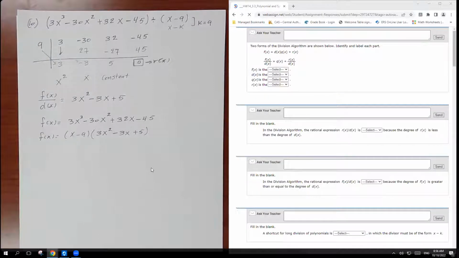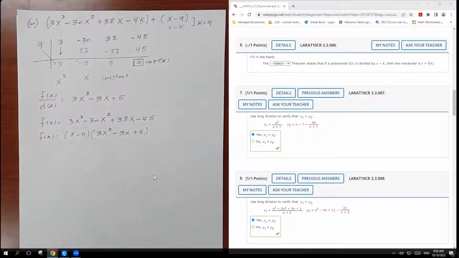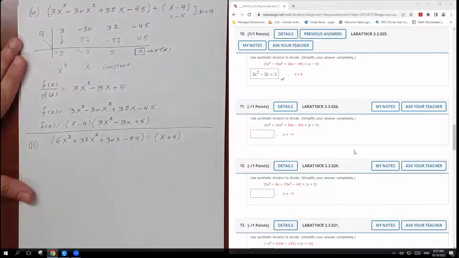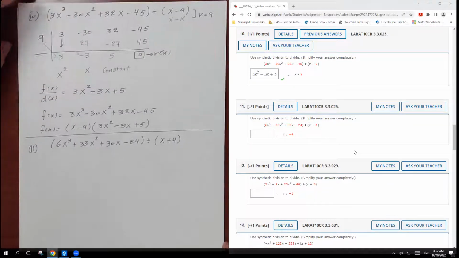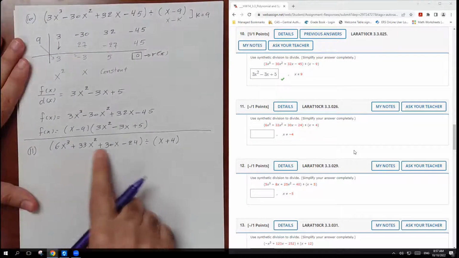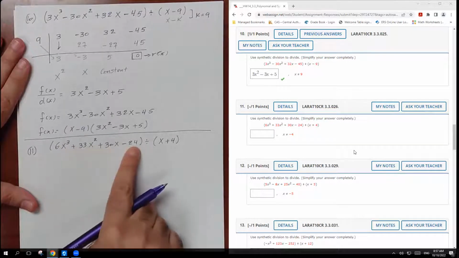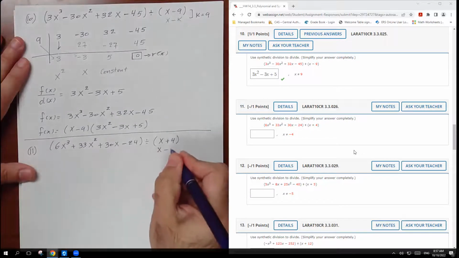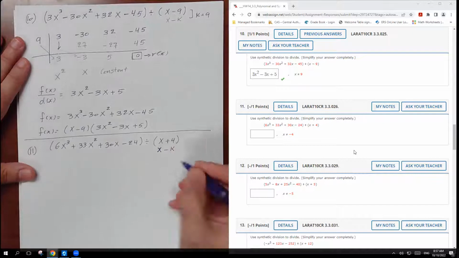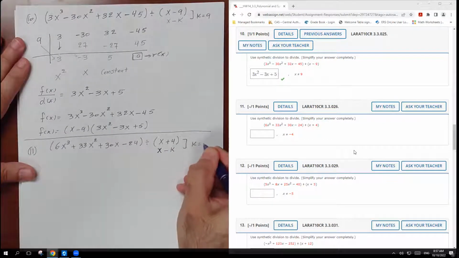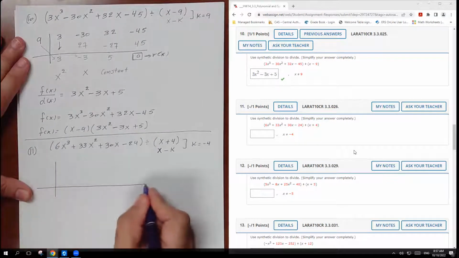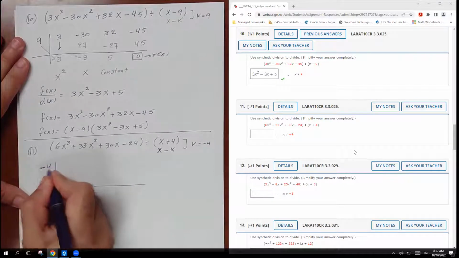We're going to do the same thing with the next example, example 11. So let's work on this example. The first thing I'm going to do is check if I have a missing variable here: cube, 2, 1, 0. That means there is no missing term here. So here is x minus k. Be careful here. That means k is going to be equal to -4. So I'm going to write down here -4, not 4.